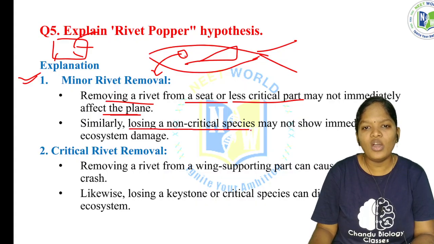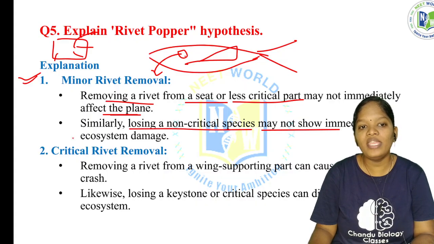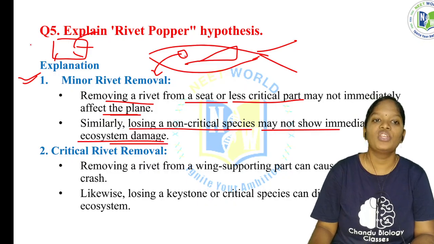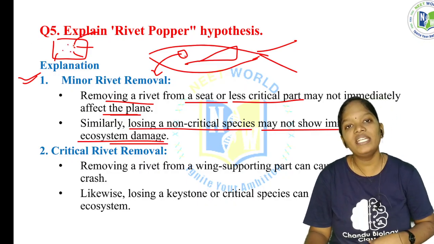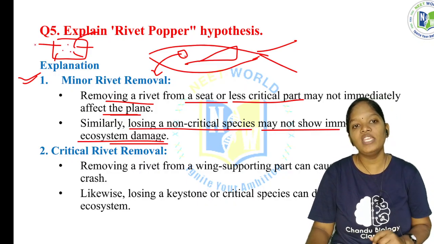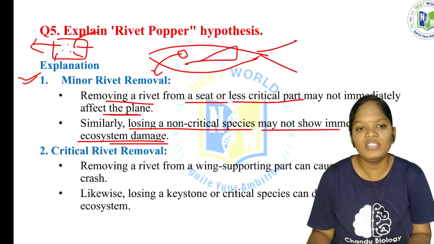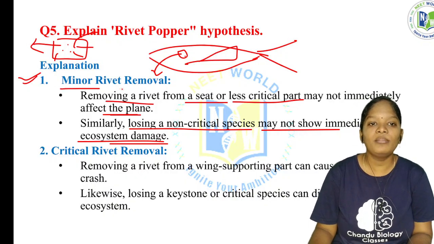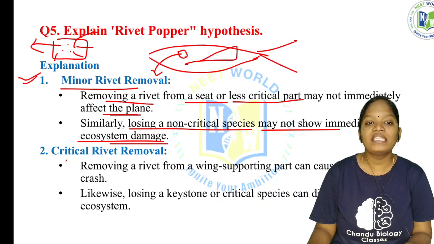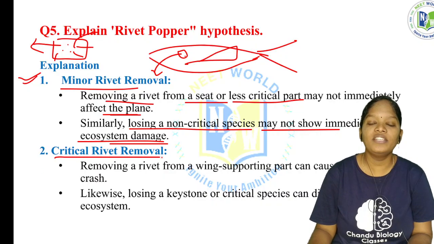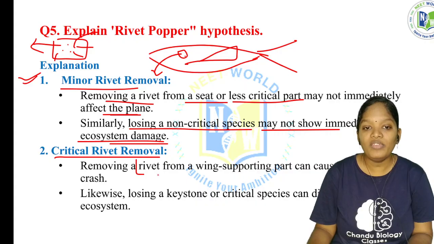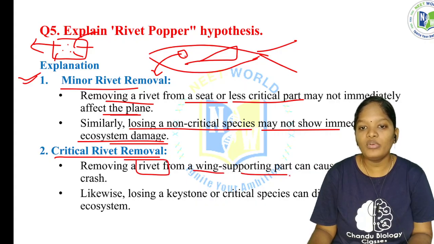Similarly, losing a non-critical species may not show immediate ecosystem damage. So if we remove a non-critical species, it will not affect the ecosystem. This is what minor rivet removal. The second thing is critical rivet removal, which means removing a rivet from a wing-supporting part can cause the plane to crash.